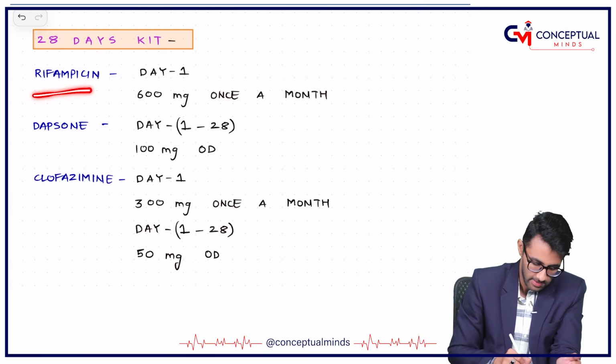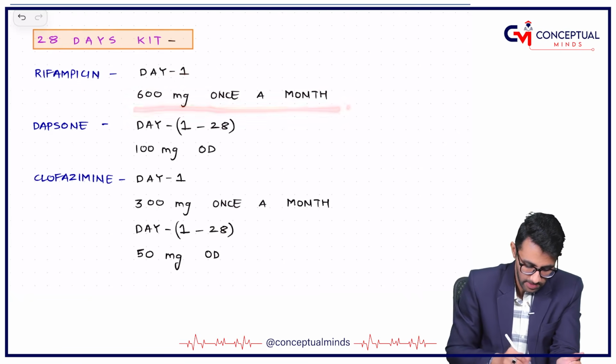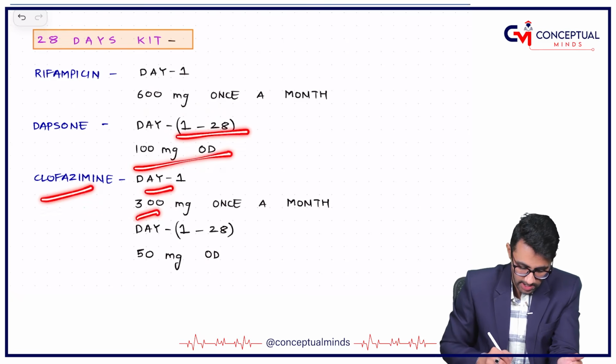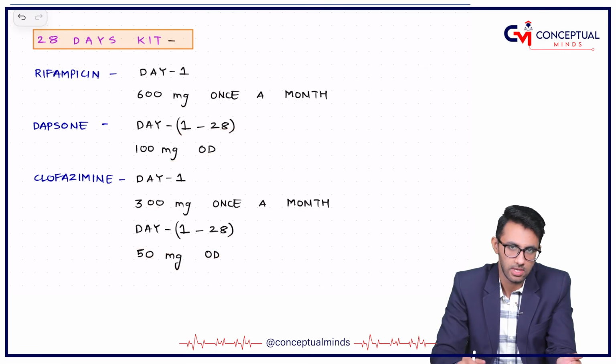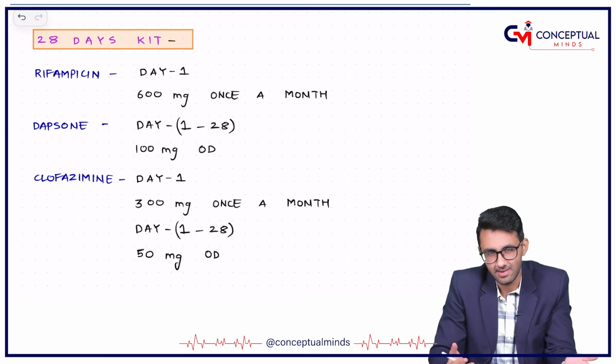There is rifampicin I'm giving. Yes, first day, day 1, it is 600 mg once a month. Dapsone first 28 days I'm giving 100 mg. Yes, clofazimine day 1 300 and day 1 to 28 I'm giving half the dosage, that is 50 mg. What is happening over here is, what do I need more? What information do I need? Yes, the duration, right? I need the duration.